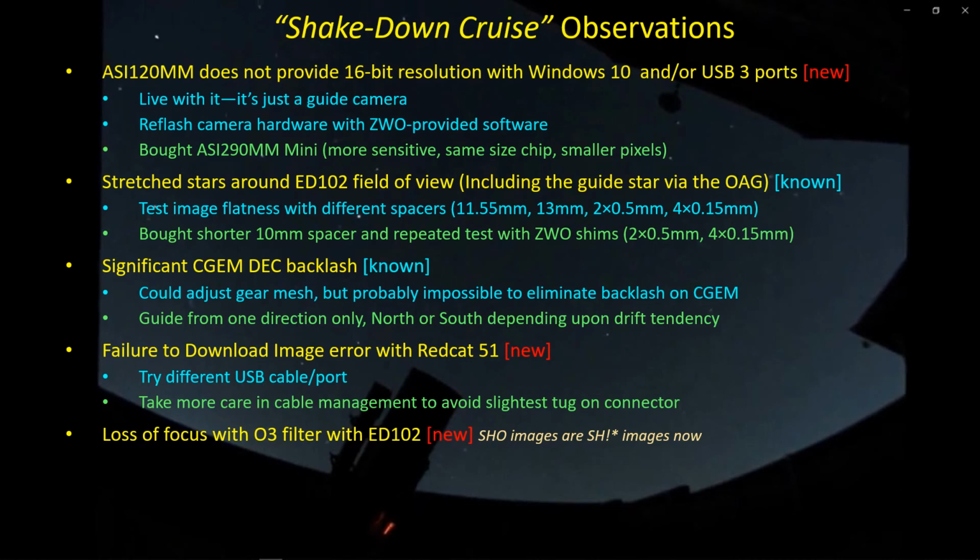And once I took more care in routing the cables and making sure I had an appropriate service loop, appropriate support points that would take all the stress off of the connector, I never had this problem again. So for all intents and purposes, this is a solved problem, I believe. It's not a problem with the camera. It's not a problem with the APT astrophotography tool software. It's really my problem, I believe, in cable management.